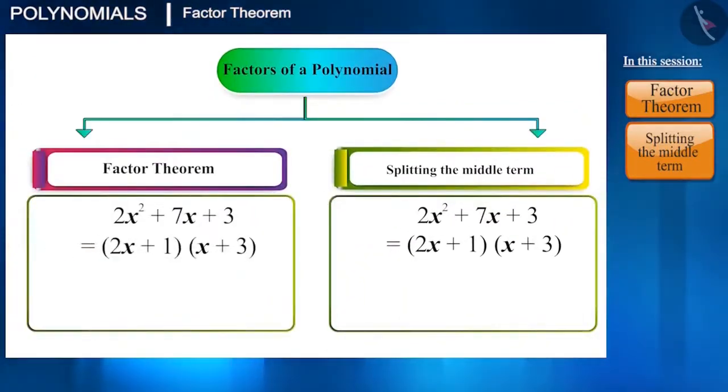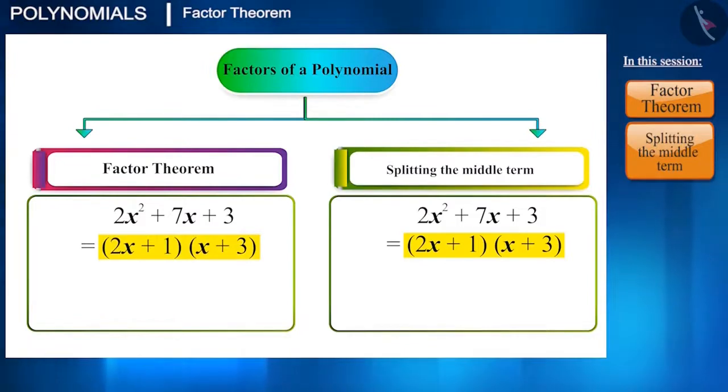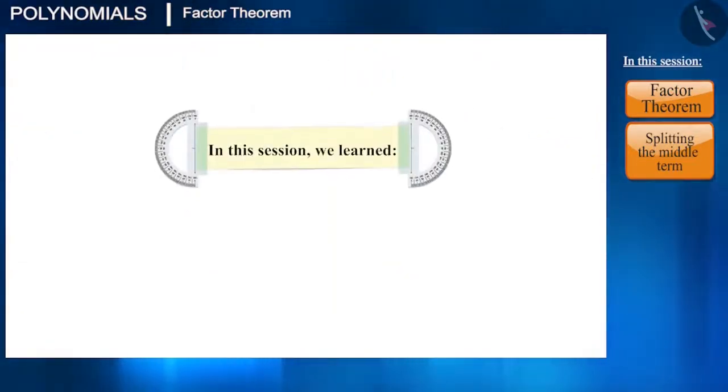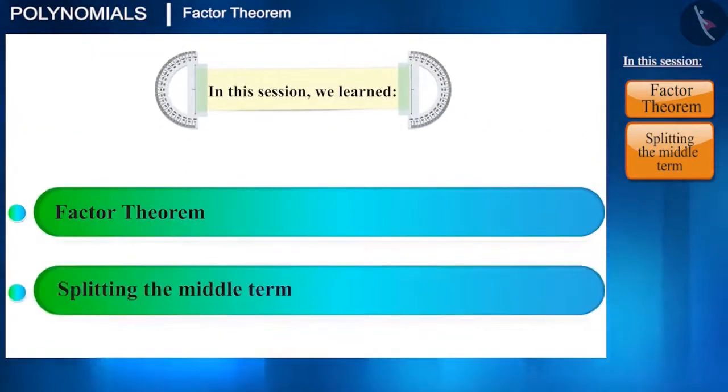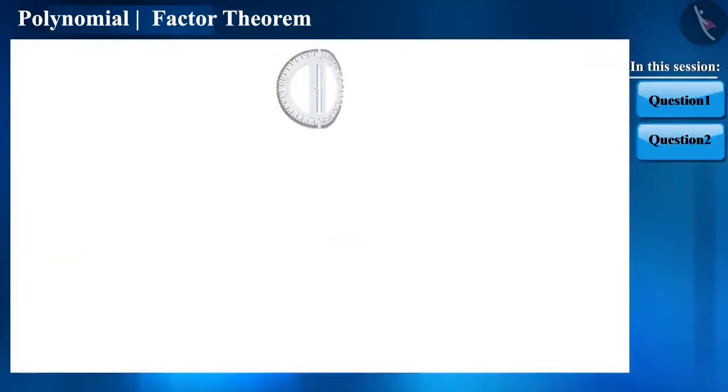So here we can see that in both the situations we get the same factors. You can check whether the polynomial is being reduced to 0 by finding the value of x from both the factors. Friends, that's all in this video. So what did we learn in today's video? Factor theorem and splitting the middle term. Now let's meet in the next video where we will solve some questions based on polynomials.